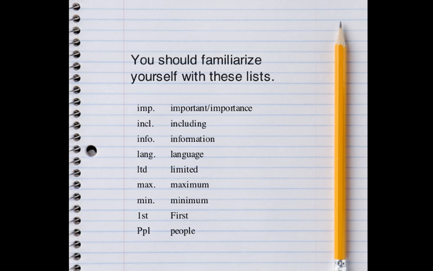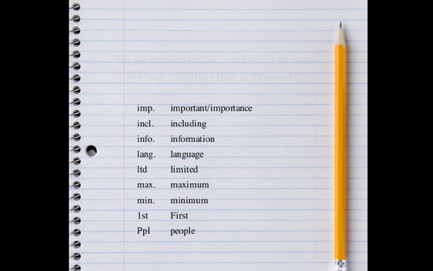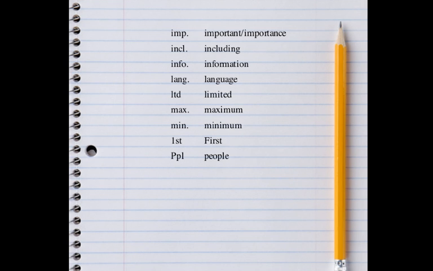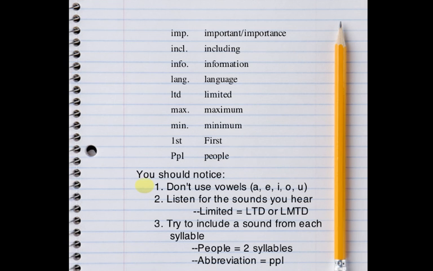It would be a good idea to familiarize yourself with these lists, but what is more important is that you see how they created the abbreviation. Looking at the examples above, you should notice a few things. Number 1, when possible, don't use vowels like A, E, I, O, or U. Number 2, focus on the sounds you hear, like in the example for limited is LTD or LMTD, because we can hear each of those sounds. Number 3, try to include a sound or two from each syllable. For example, people has 2 syllables, so an abbreviation could be PPL.